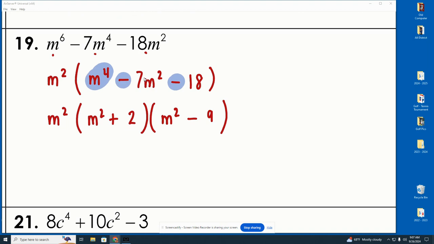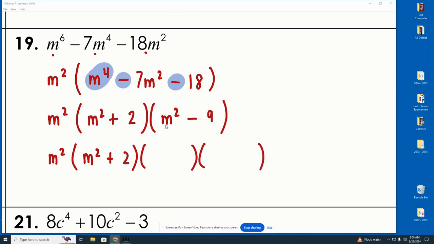Now, usually we're done at this point, but are we? No. And it's not because of the m squared. It's also not because of the m squared plus 2. Look, that's a square, y'all. If it's a square, the only way we can break down a binomial is difference of squares. So m squared plus 2 drops down. But what do y'all notice about this last one? Difference, see? Difference of perfect squares. So it's the one time a binomial breaks down into two binomials.